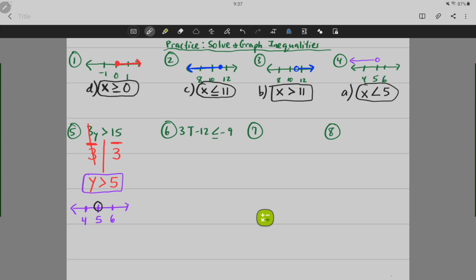And it says y is greater than 5. So numbers that are bigger than 5 are to the right. So we're just going to move there. So our arrow is connected to our circle and it's moving to the right.